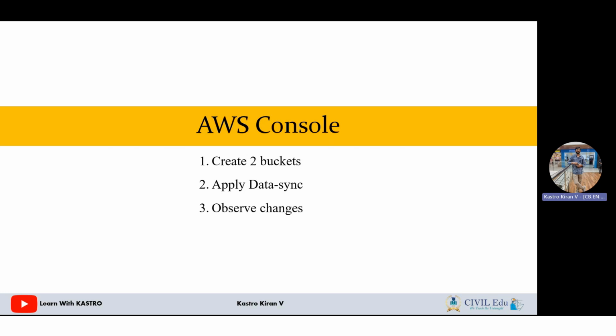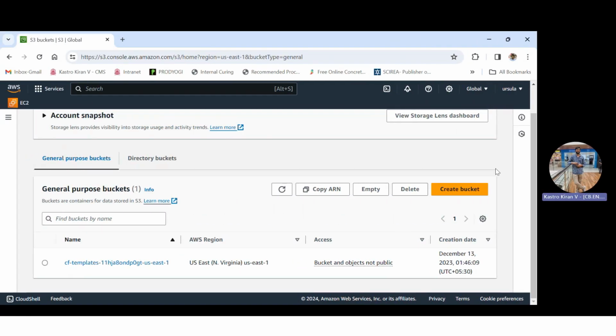So let us go to the AWS console and work with how to copy the S3 files between two different buckets. Here I am in the AWS console, in the S3 service. I have deleted all the buckets and objects that we created for the previous demo, that is the replication setup. Now I'm going to create two new buckets with different names.